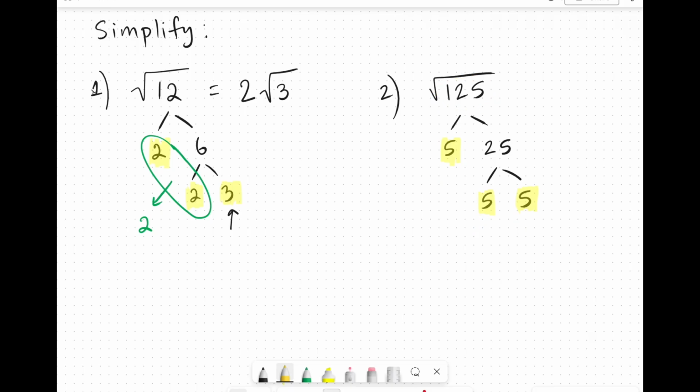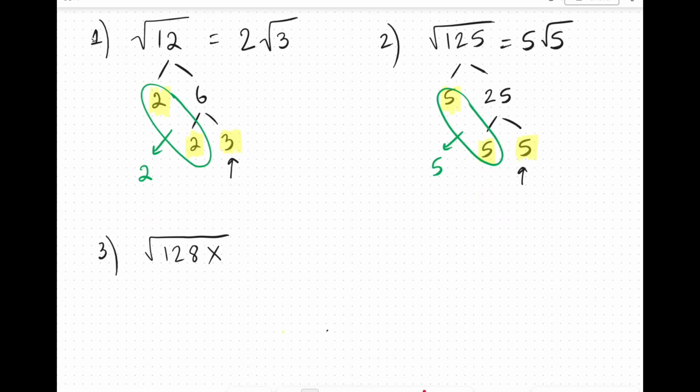You're now looking for numbers that make up pairs of matching numbers. You have one pair of 5's here, and then you have the third 5 that does not have a pair. Remember, a number from the pair goes to the front of your answer, and the number that did not make a pair goes back under. Here is another example. This one also has a variable, square root of 128x.